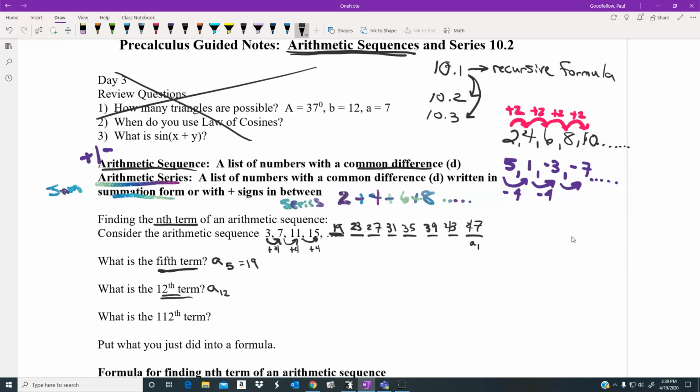Oh, I found a sub 12 down here on the end. Okay, now that was a little bit more cumbersome because I had to go so far out.